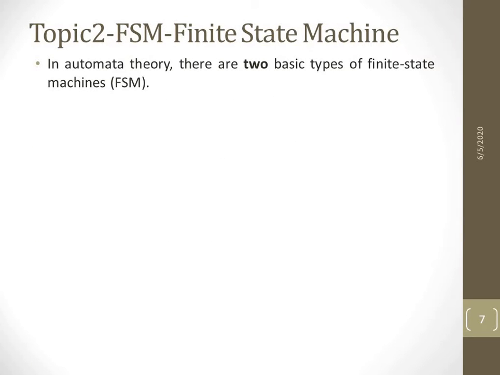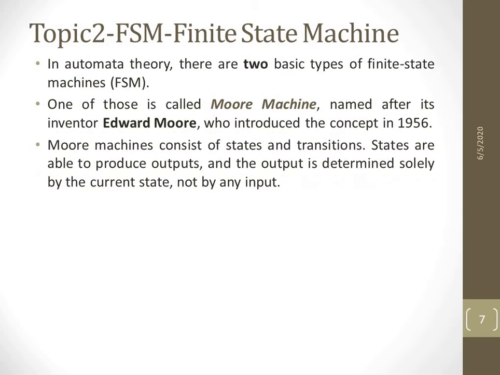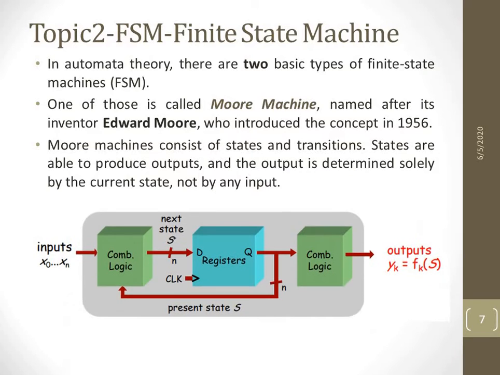So in automata theory, there are two basic types of FSM, finite state machine. One of those is called the Moore machine, named after its inventor Edward Moore, who introduced the concept in 1956. Moore machines consist of states and transitions. States are able to produce outputs and the output is determined solely by the current state, not by any input.